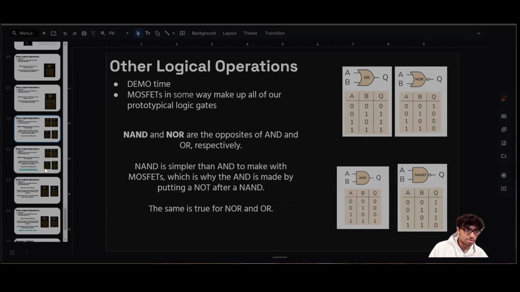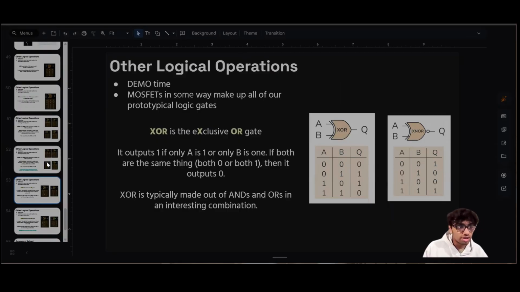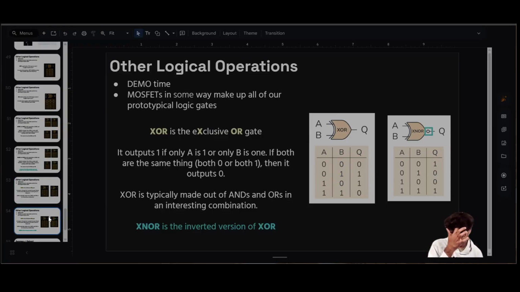Now, the last two to talk about are XOR and XNOR. X means exclusive. So only one can be 1 or 0 for these two gates, right? For XOR, it outputs 1 if A only or B only is 1. If both of them are 1, then you get 0. Only one of them can be 1 to get the output of 1. Otherwise, you get 0, right? That's this exclusivity here. In these two rows, only one of them can be 1. XNOR is exactly the opposite of that. Only one of them can be 1 to get a 0. If both of them are the same thing, then you get 1.